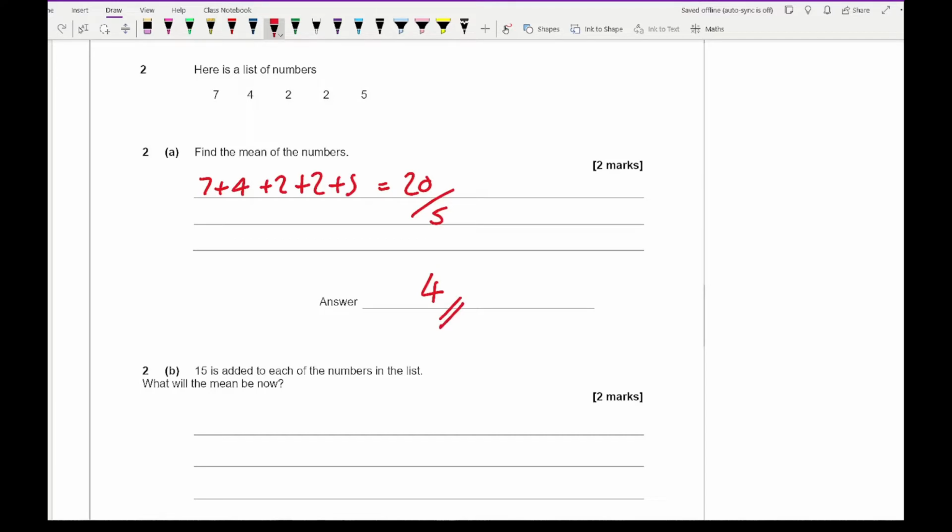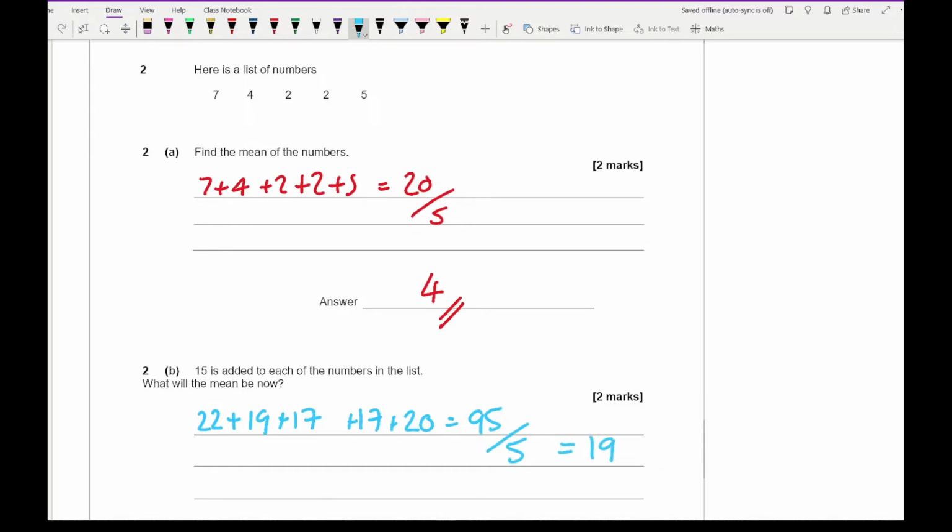Question 2b, it says 15 is added to each of the numbers in the list. What will the mean be now? Well, I can either add 15 to each of those numbers. So 7 plus 15 is going to give me 22. 4 plus 15 is going to give me 19. 2 plus 15 is 17. And 5 plus 15 is going to give me 20. So if I add up all of those numbers, that's going to give me an answer of 95. And if I do 95 divided by 5, I should have an answer of 19.